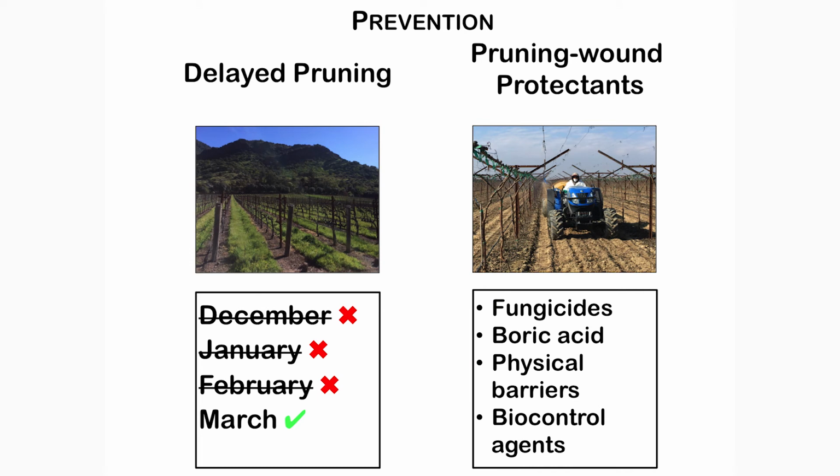For prevention, we recommend 2 approaches, either delaying pruning to as late in the dormant season as possible. This is when the risk of infection is lower. And also another approach is just to prune when it's convenient for you and put on a pruning wound protectant to minimize the risk of spores infecting pruning cuts. And there are a number of different materials that have been evaluated for that. I'll just go quickly through these different approaches.